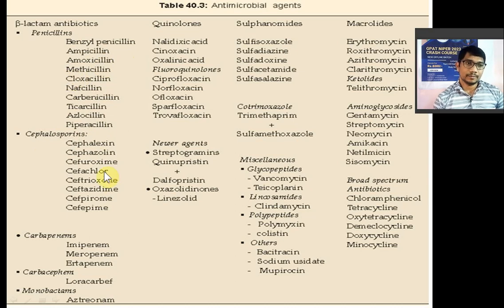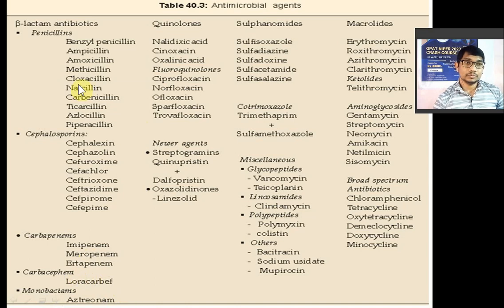Now the second is cephalosporins. In that you have cephalexin, cefazolin, cefuroxime, cefaclor, ceftriaxone, ceftazidime, cefpirome and cefepime. These are the cephalosporins. Carbapenems, in that you have imipenem, meropenem and ertapenem. Out of that, meropenem and imipenem are very important. They are ICU drugs, used in the terminal stage when other drugs have failed to control the infection. Then meropenem is used. Monobactam includes aztreonam. A question has come on this. So monobactam is nothing but aztreonam, right?